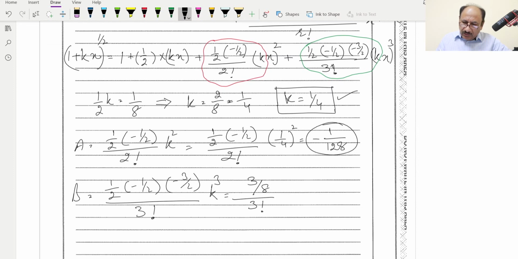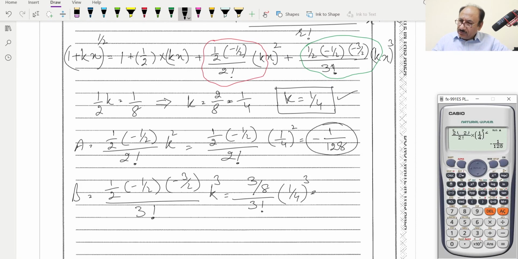3 factorial and multiply by 1 by 4 cubed, and we can simplify this, so it will be 3 over 8, and the fraction will be 3 factorial. So 3 factorial is basically, we have to write factorial like this one, and this will be multiplied by 1.